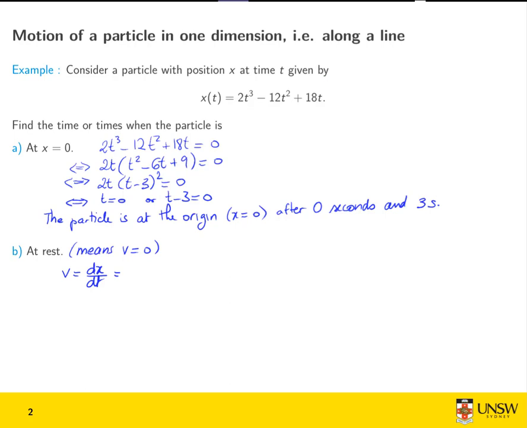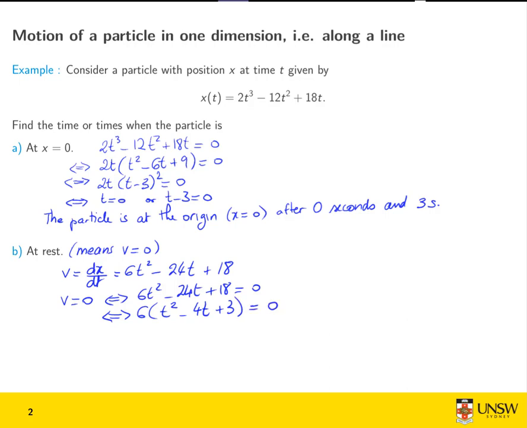So we're going to get 6t squared minus 24t plus 18. And we want to solve v equal to 0. So v is equal to 0 if and only if 6t squared minus 24t plus 18 is 0. And we see that we can factorize out 6. So let's do this. 6 times t squared minus 4t plus 3 is equal to 0.